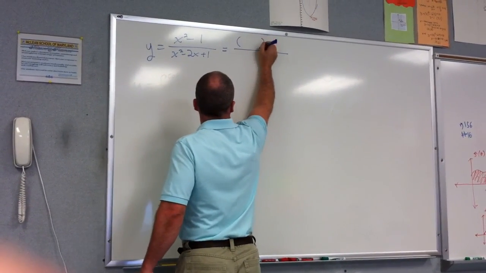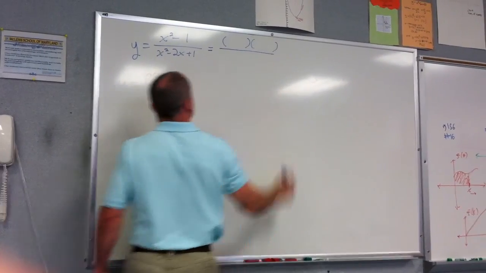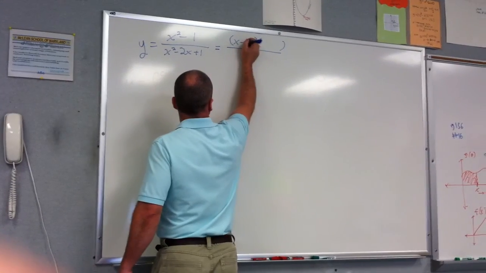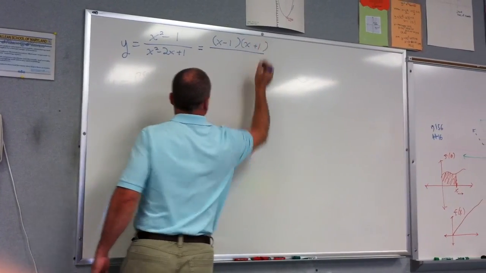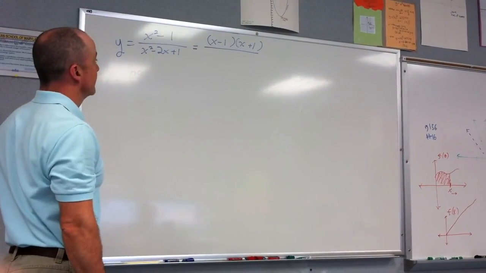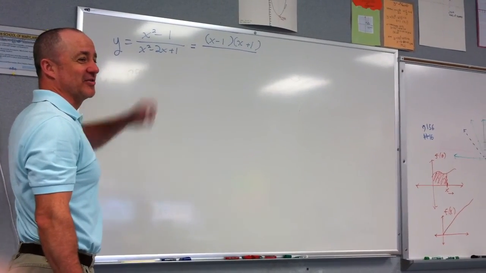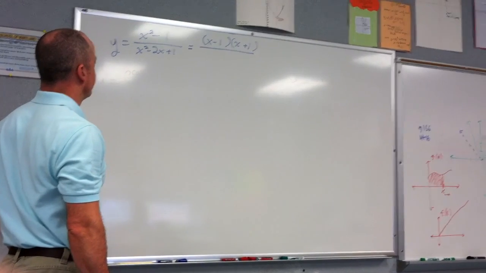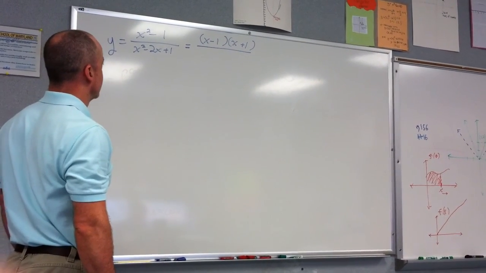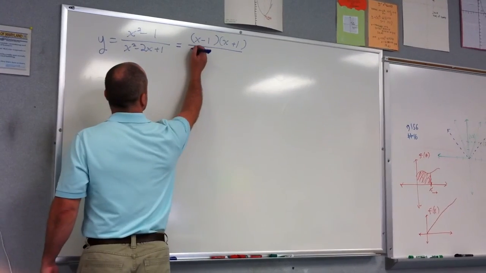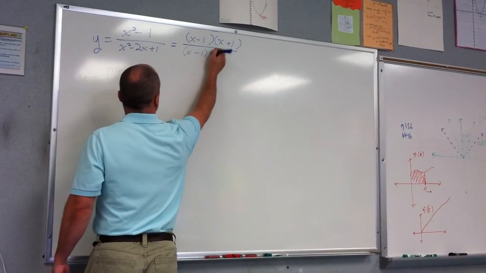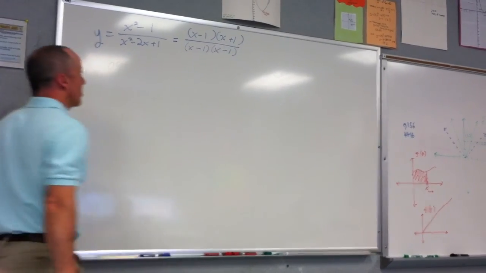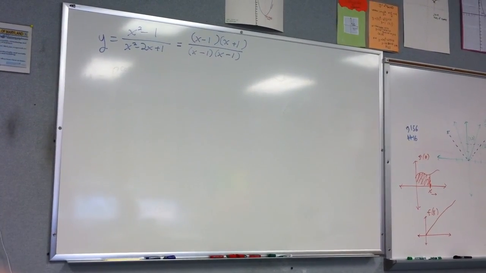What's going on the top? X plus 1, x minus 1. Jan, were you about to say that it's difference of squares? No, I was about to say the exact same. Okay. How does the bottom factor? Bottom should be x minus 1, x minus 1.